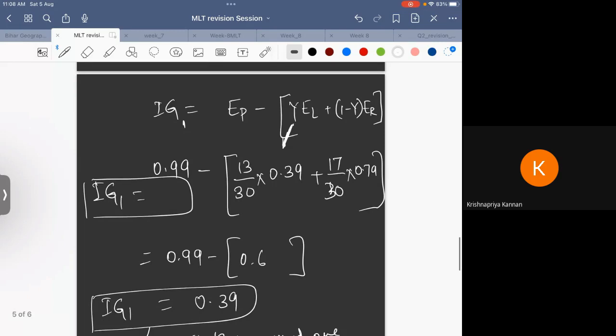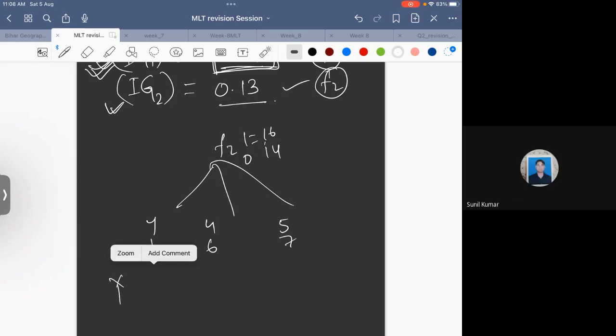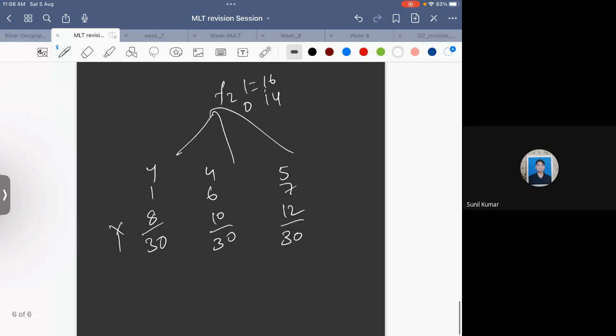Like for example, for this case you were having 3 values for F2, right? And in these 3 values, let's for example you have 7 1, 4 6, and the starting was the same, class 1 was 16, class 0 was 14, and you have 5 7. So what would be the gamma value for this case? 8 by 30, 10 by 30 and 12 by 30. Correct. So similarly you will do 10 by 30 and 12 by 30. Right? So this is the gamma value for each of the cases.